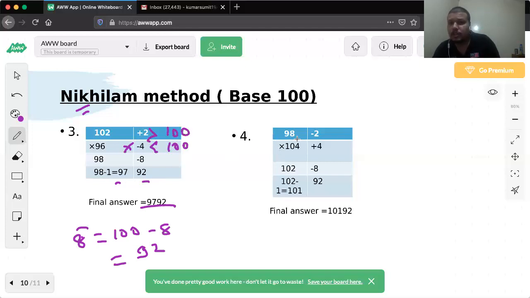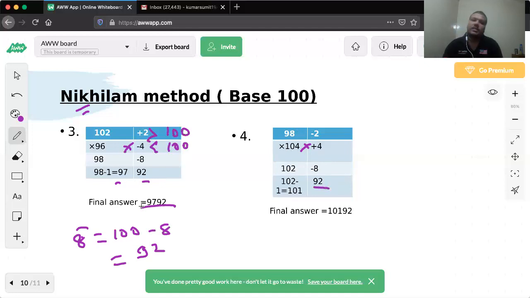98 into 104. 98 is 2 less than 100. 104 is 4 greater than 100. You multiply both. Minus 2 into plus 4. What does it become, guys? Minus 8. Always keep in mind the sign. Again, on the LHS, 98 plus 4, 102. 104 minus 2 is 102. It is 8 complement. 8 complement is what? 100 minus 8, 92.